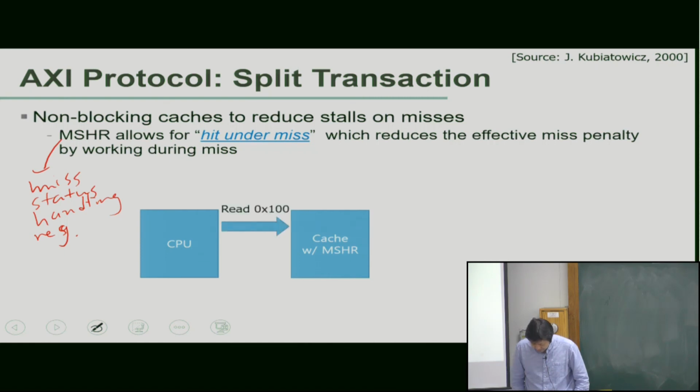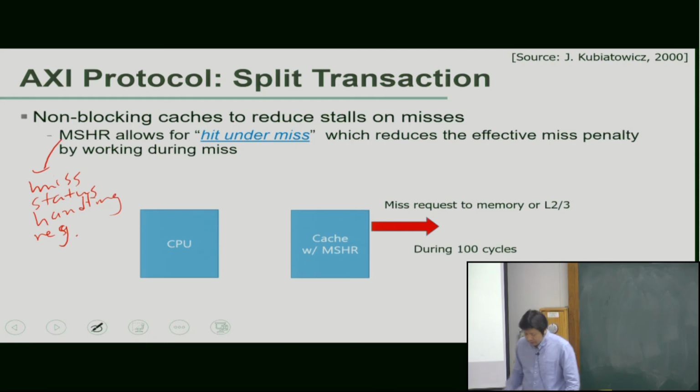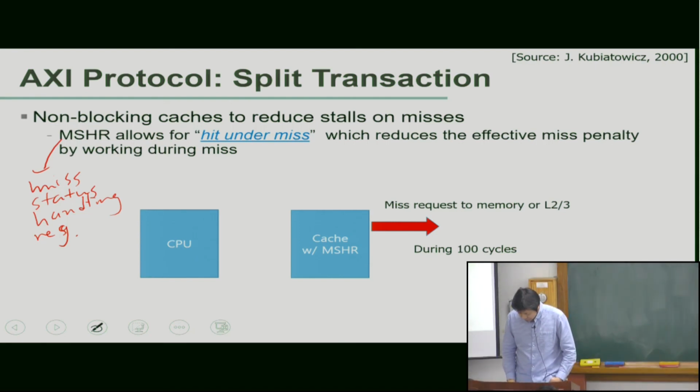So let's say, here is a scenario where multiple outstanding misses can help. Let's say the CPU requests a read from the cache at address 100. Then let's say it was a cache miss, right? Then this cache requests the data from memory or L2 or L3 cache, and maybe it takes like 100 cycles, a long time. Then if this is a blocking cache, the CPU is blocked, right? Because the cache is blocked.